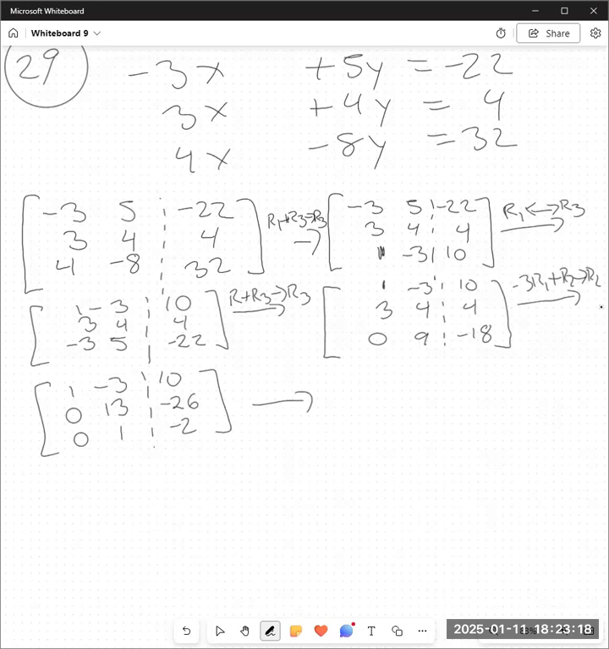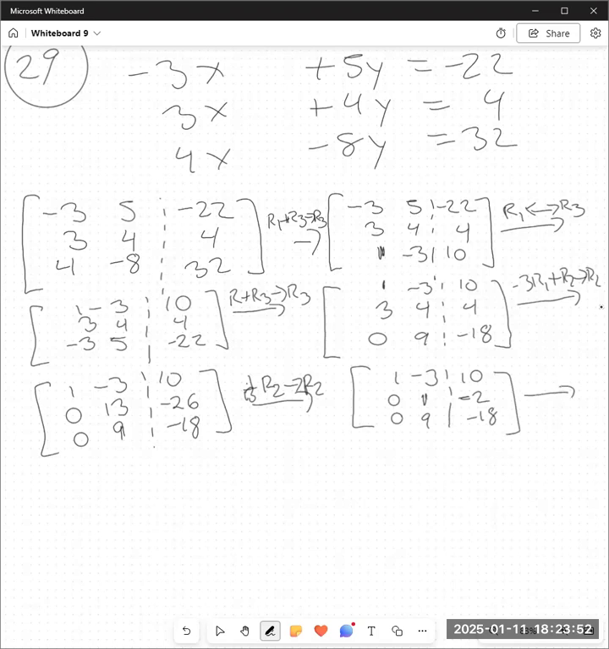I'm getting ahead of myself here when I wrote that. Doesn't matter which of those I get. I want to get a 1 in the second row. So let's go ahead and use the second row that I already have there. Take 1/13 of row 2 to make a new row 2. That's 1, -3, 10, 0, 1, -2, 0, 9, -18.